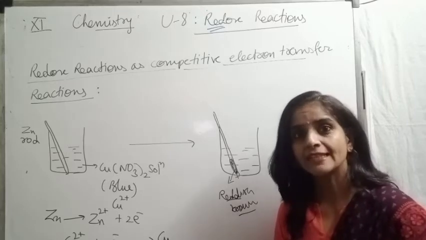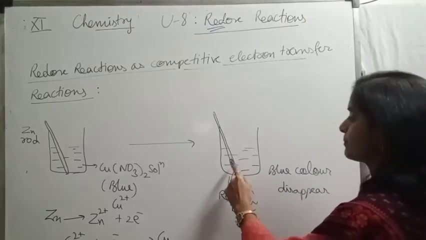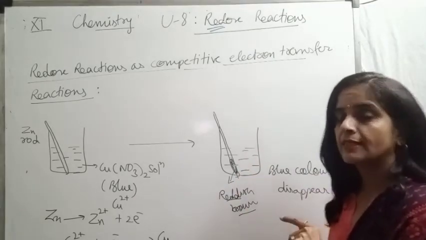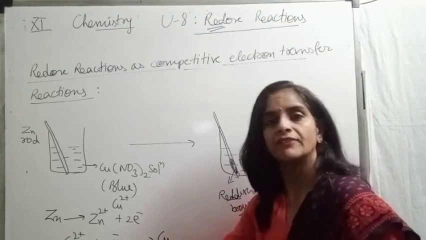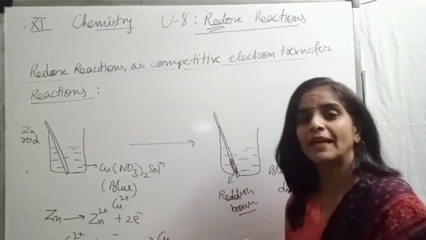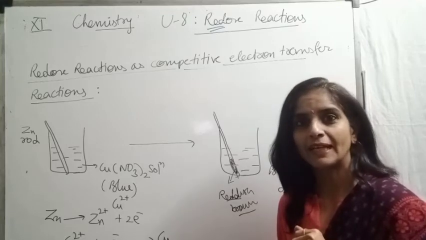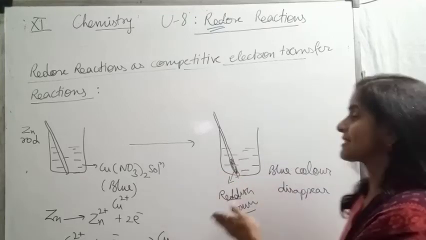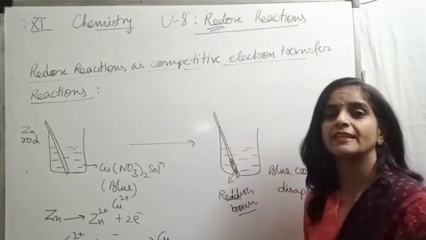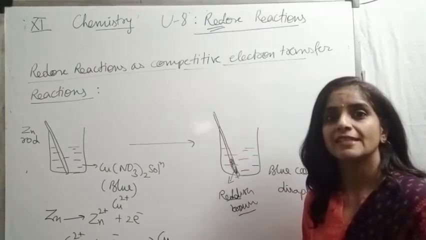Right? Second change: what is the cause of the appearance of the reddish brown coating on the zinc rod? The copper ions, after receiving electrons, are converted into solid copper, and we know that copper metal is reddish brown in color. So this copper metal starts depositing on the zinc rod. That's why this reddish coating appears on the zinc rod.